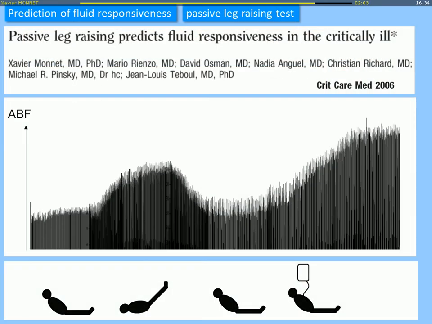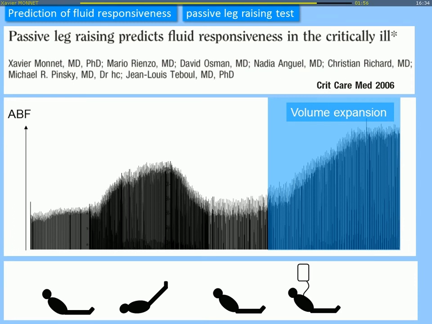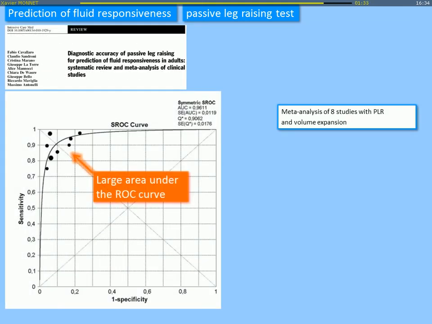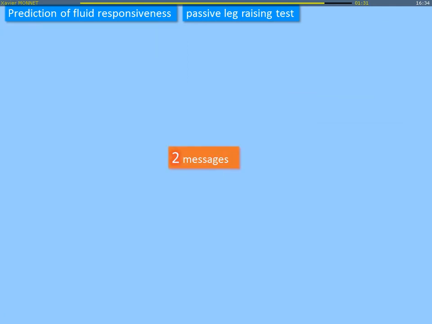Like in this patient, we described it some years ago with Jean-Louis Teboul. In this patient, for instance, who is going to respond to volume expansion by a significant increase in cardiac preload, the preload challenge induced by passive leg raising was a predictor of fluid responsiveness. The first message is that there is today quite a significant amount of evidence that it is reliable, and many of the studies have been even reviewed in this meta-analysis with a large area under the ROC curve.